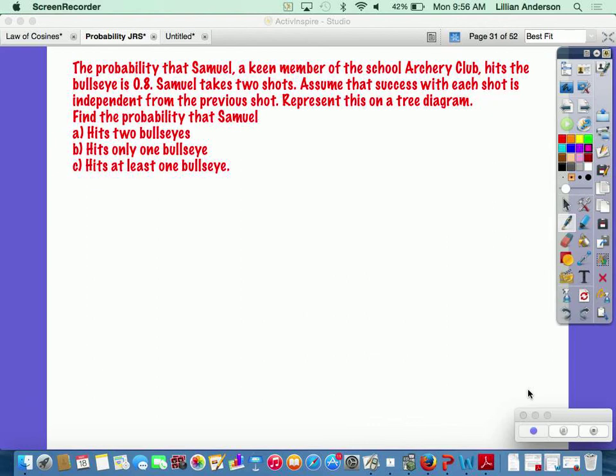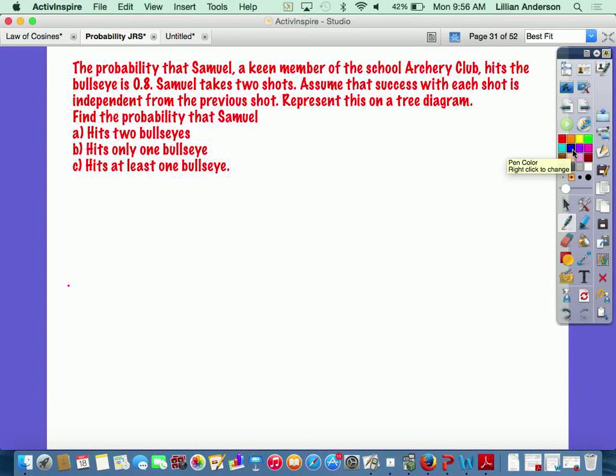When he steps up and takes his first shot, he has 2 things that can happen, right? What are those 2 things that can happen if he steps up and fires the arrow? You could hit a bullseye or you could not hit a bullseye. That represents one of our branches in our tree diagram. He shoots twice, so he steps up, and 2 things can happen. He can either hit the bullseye, or he could miss the bullseye.